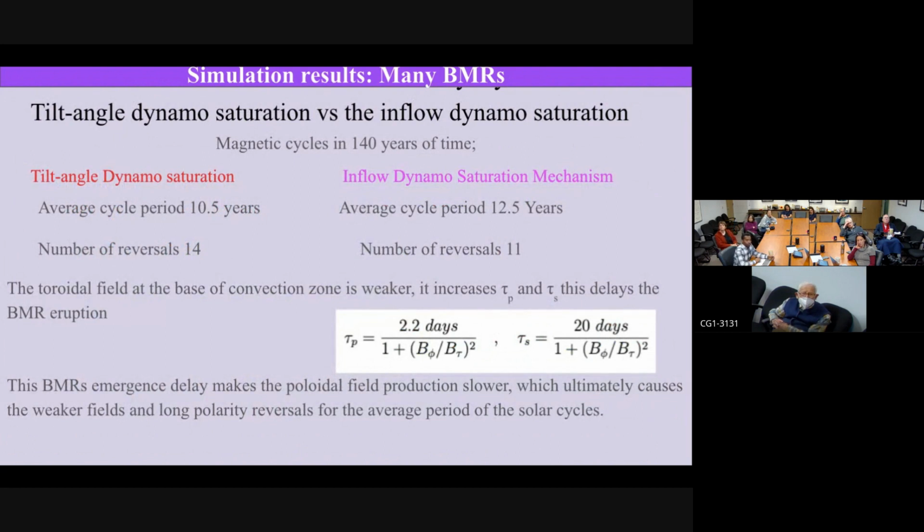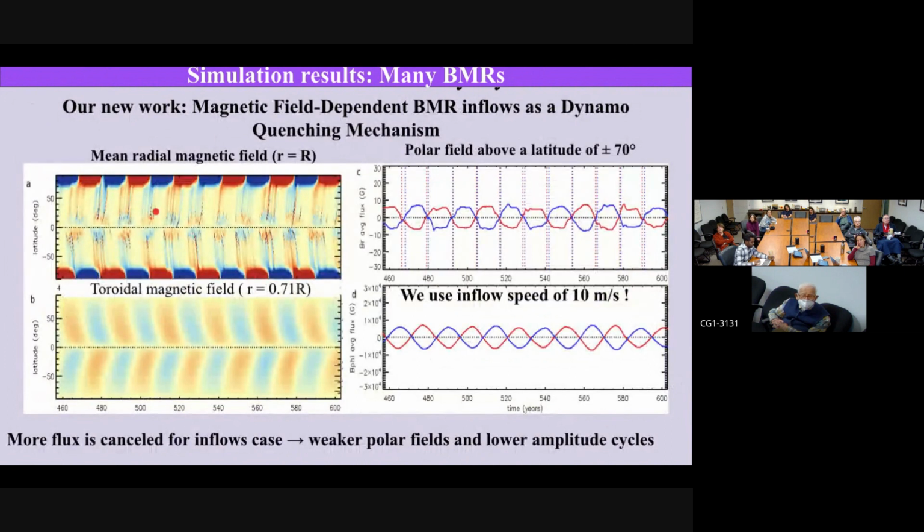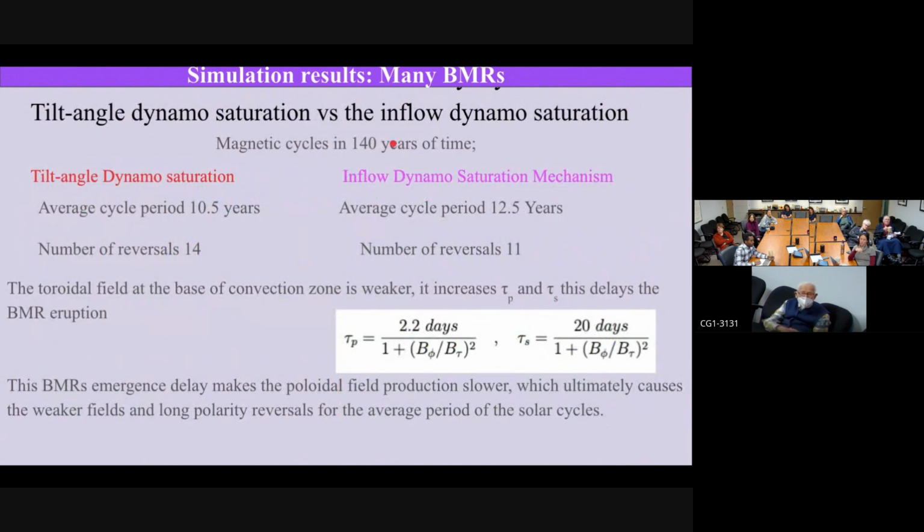Okay. Let's compare the two saturation mechanisms, the tilt angle dynamo saturation and the inflow dynamo saturation. This comparison is, if you remember, from 460 up to 600, so we are going to compare 140 years. In the tilt angle dynamo saturation, the average cycle period is 10.5 years, and its corresponding inflow dynamo saturation is 12.5 years. I will describe what makes it longer in a minute, but the number of reversals in the tilt angle dynamo is 14, while the number of reversals in the inflow dynamo saturation is 11.